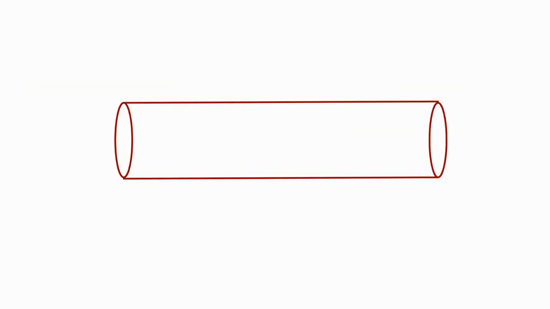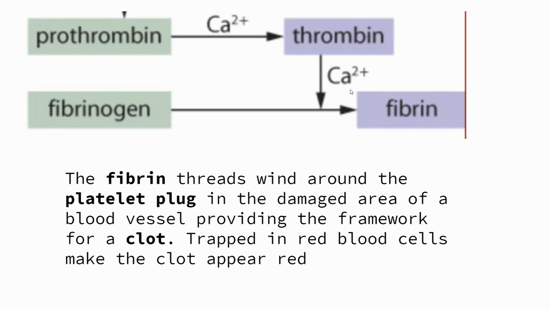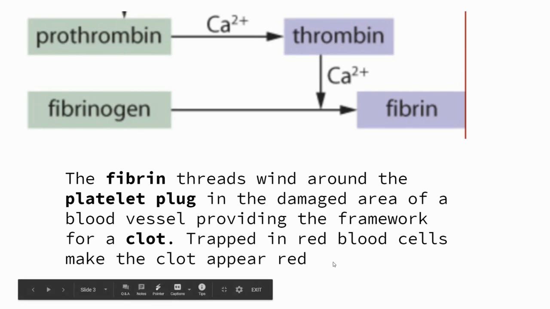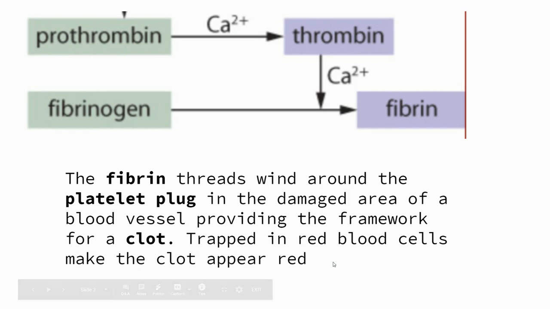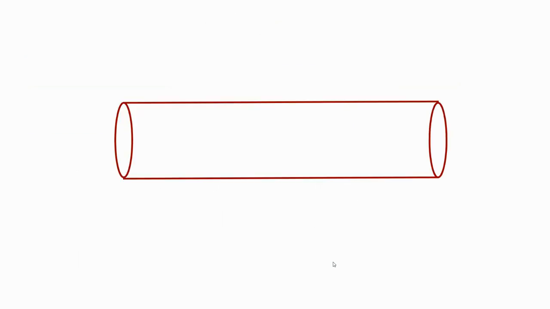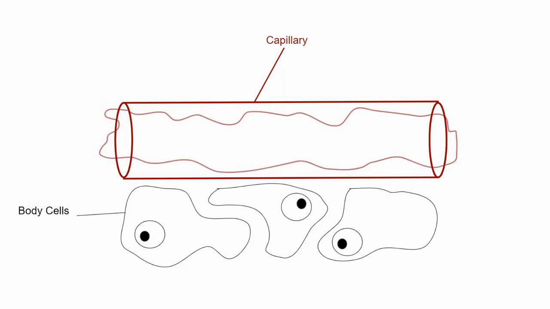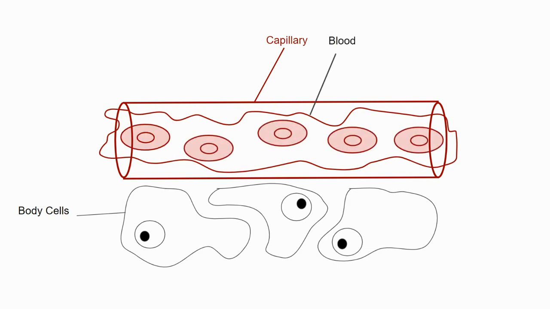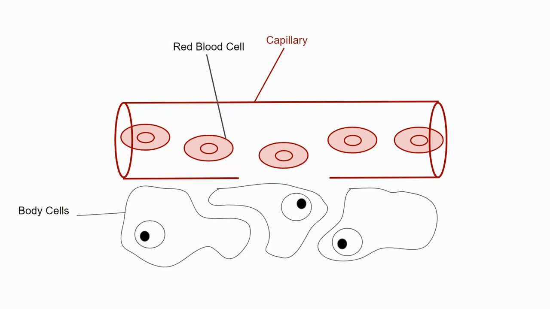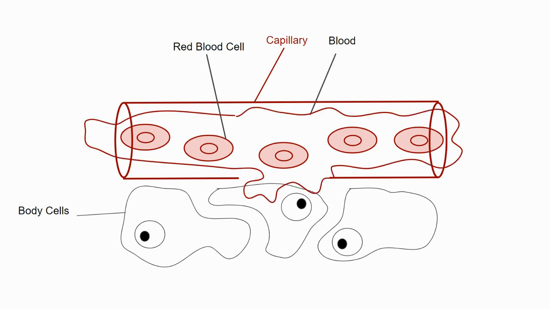Just below this chart here, it says draw the process of blood clotting. So that's what we're going to do here. First you're going to need a vessel, specifically a capillary. Down here, we've got some body cells. Inside our capillary, we have blood with red blood cells and platelets. We're going to start this process off by cutting ourselves and releasing blood out of the capillary.